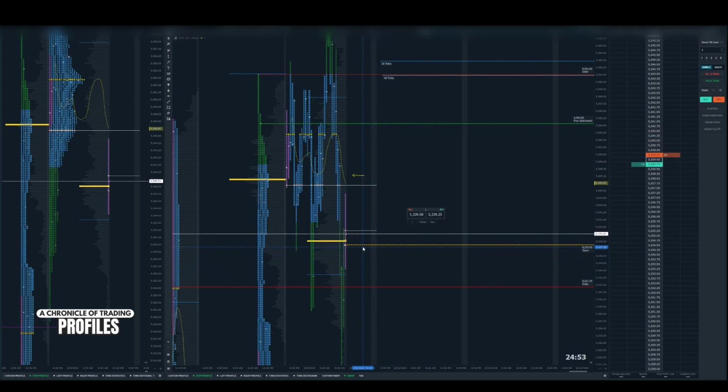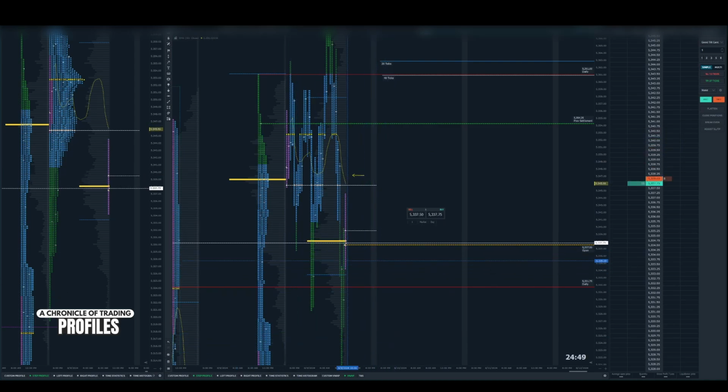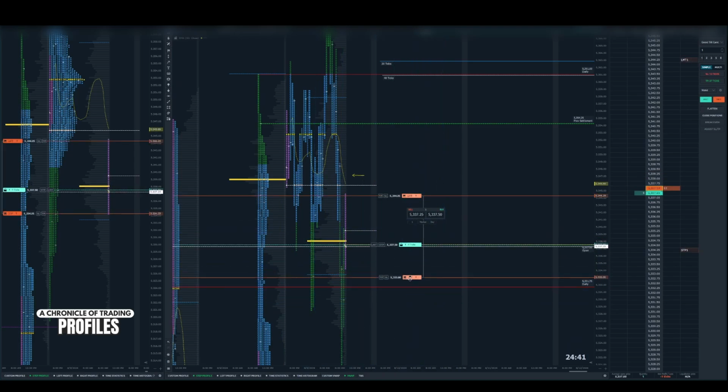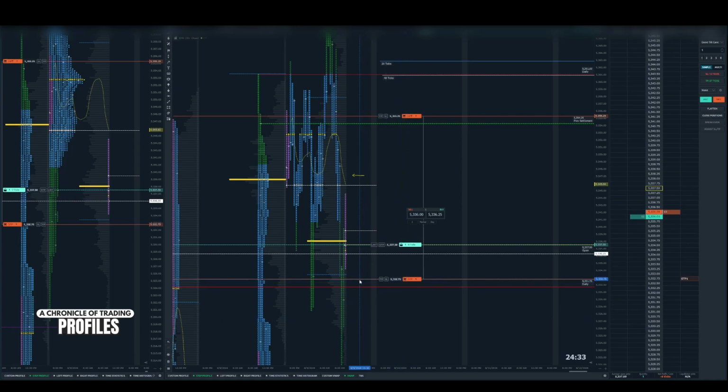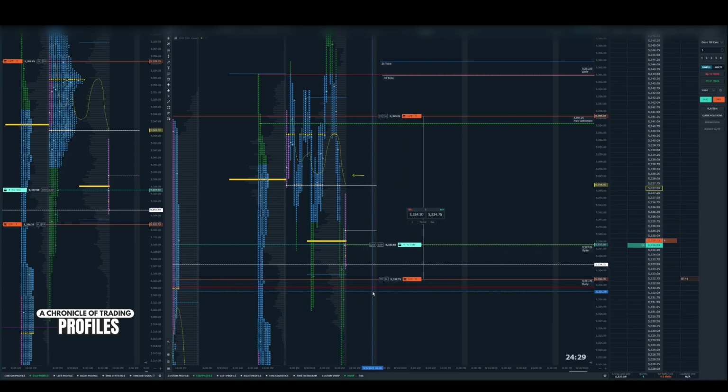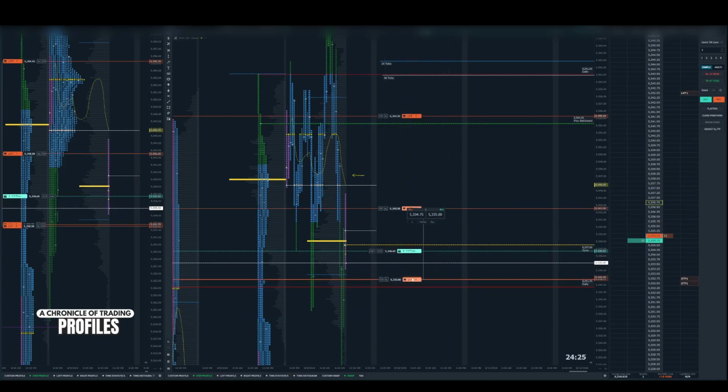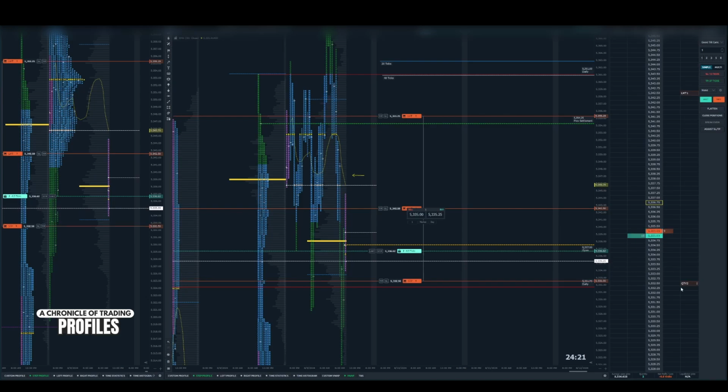So I'm waiting for this to pull back a little bit. We're rotating around that open. So right in there, I add one. If we pull down a little bit further, I'm going to add another one. I didn't want to see this extend any farther down. So I thought that was a pretty good entry on that second one.